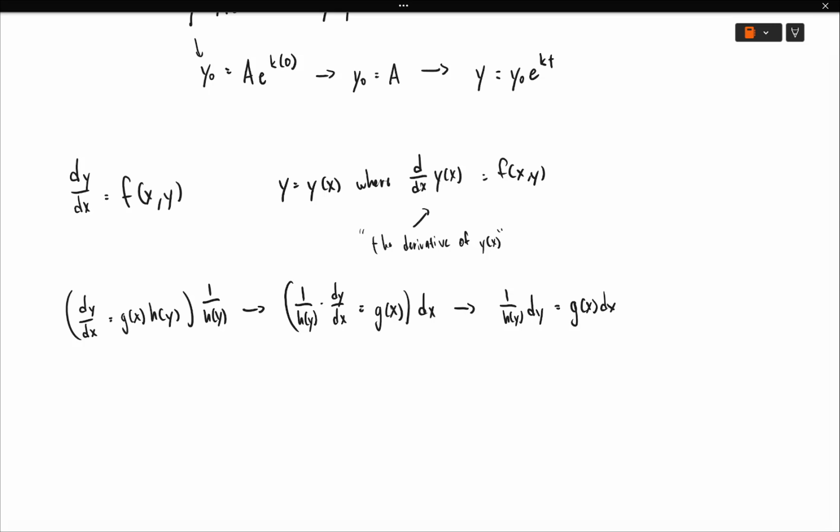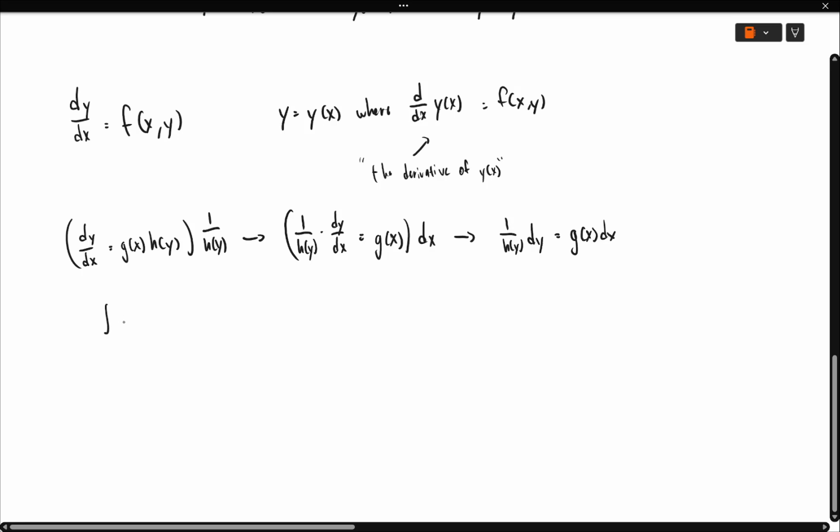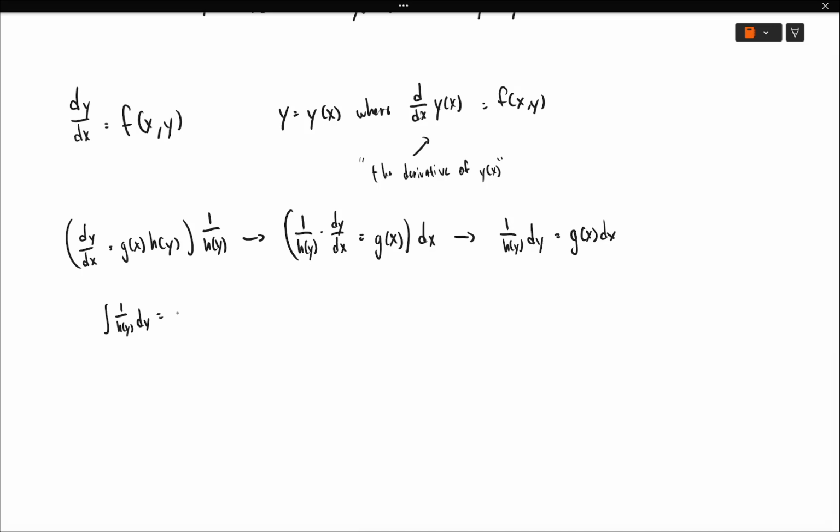So what do we want to do? We want to integrate both sides, right? So it's just going to be the integral of 1 over h of y dy equals the integral of g of x dx. Unfortunately, these are arbitrary equations, so we can't really integrate that, but we can do an example to see what this would look like in the real world.